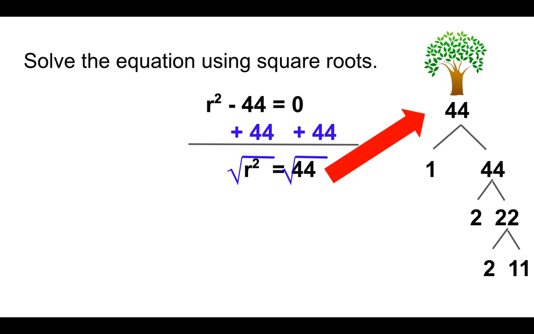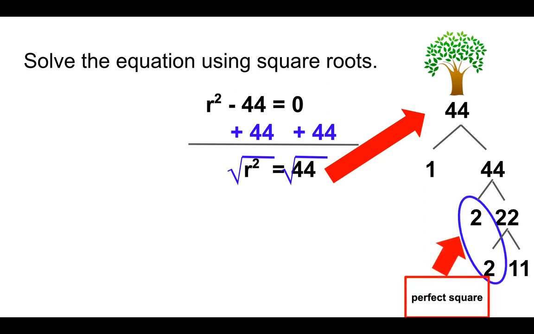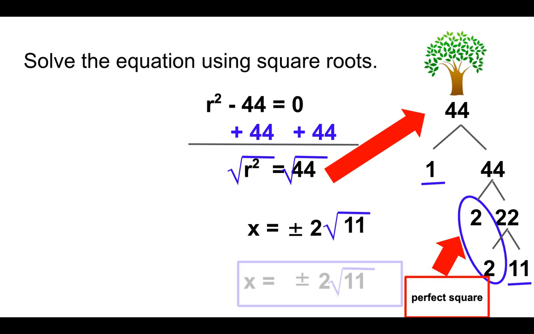When you are looking for perfect squares, you have to have two numbers that multiply together for the same number. So if you notice here, we have 2 and 2. 2 times 2 is a perfect square of 4. Therefore, for our final answer, we can say r equals plus or minus 2. And if you notice, we're left with 1 and 11. So I'm going to have the square root of 11 left over. I can't break that down any further. So our final answer is r equals plus or minus 2 square root of 11. You can also write this as positive 2 square root of 11 or negative 2 square root of 11.